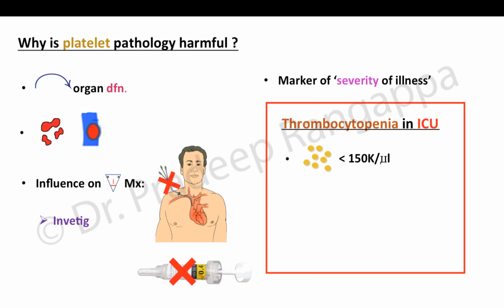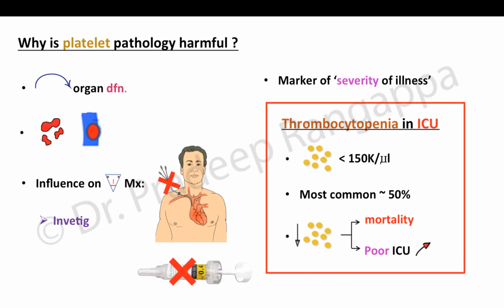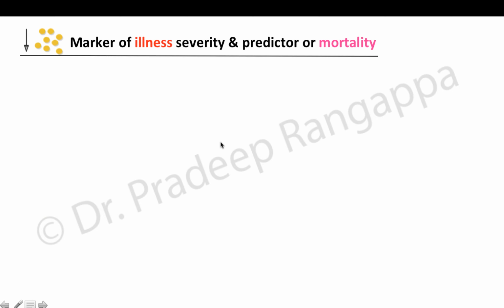So, how do you define thrombocytopenia in ICU? Thrombocytopenia is where the platelet count is less than 150,000 per microliter, and it is one of the most common abnormalities seen in the ICU. Up to 50% of our ICU patients can have thrombocytopenia, so it is quite common. As I mentioned already, thrombocytopenia has a direct bearing on mortality and poor ICU outcome. And as a marker of illness severity and predictor, do we have any studies? There are quite a few studies. It has been shown that thrombocytopenia is associated with higher APACHE, higher SAPS, and higher multi-organ dysfunction scores.